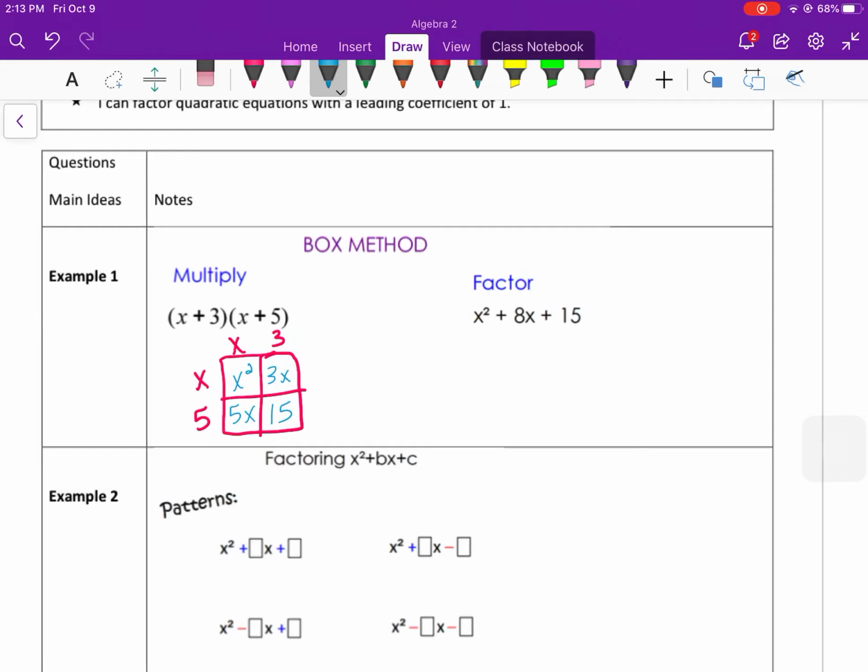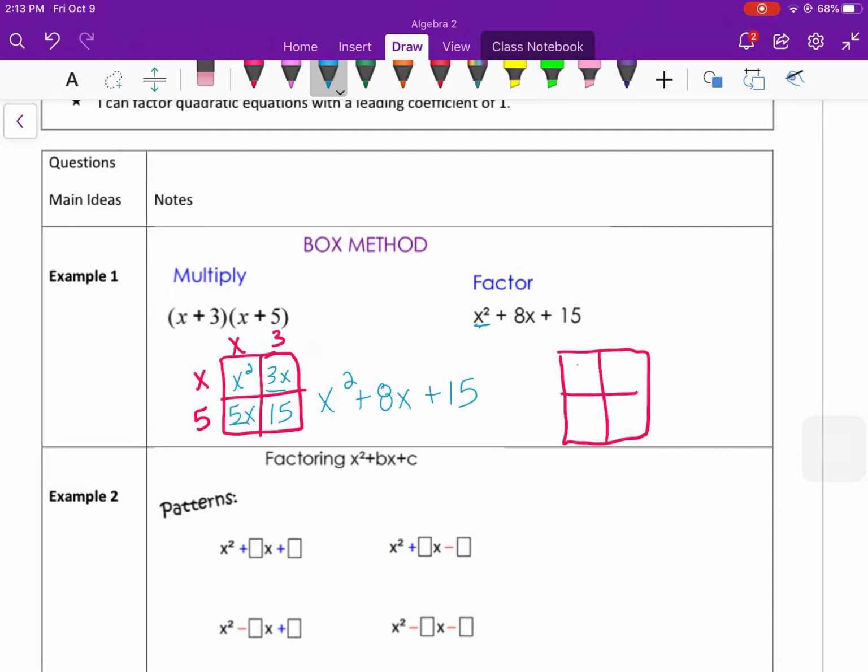Then you combine like terms. So I have 1x squared, and then I have a 5x and a 3x, so together that makes plus 8x, and then I have a 15, so plus 15. So multiplying those two factors together gives me the trinomial x squared plus 8x plus 15. Factoring is the reverse of multiplying, and so I want to go back and write x squared plus 8x plus 15 as two factors. And to do that with the box method, you work backwards.